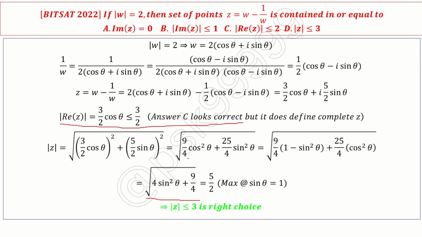This is also correct. There are two answers that look correct. Out of the two, we have to choose D as the right choice because C does not define z completely. He is asking for the set of points z contained in or equal to. You need to define z correctly. z is not defined correctly with answer C. So D is the right answer. This is a very tricky question. It was asked in BITSAT 22. Next.